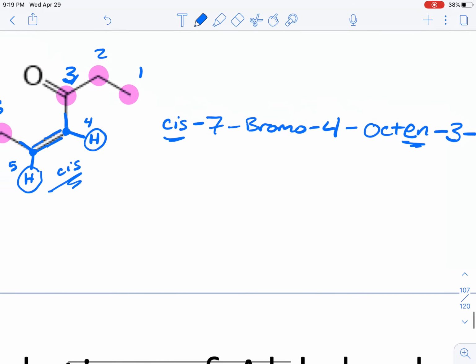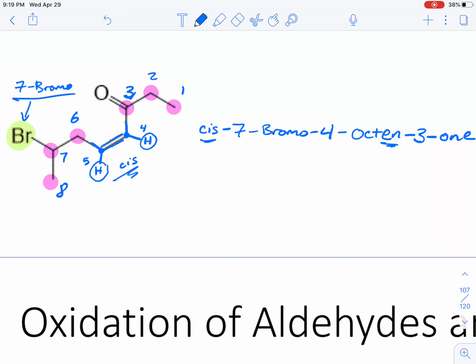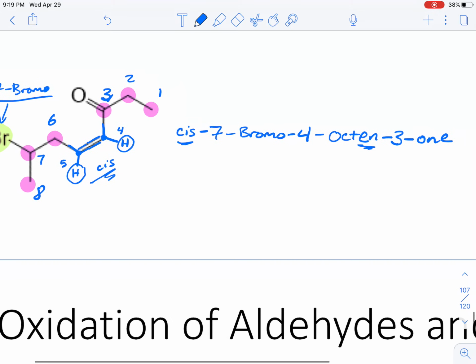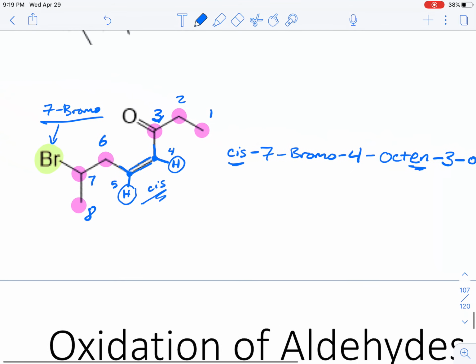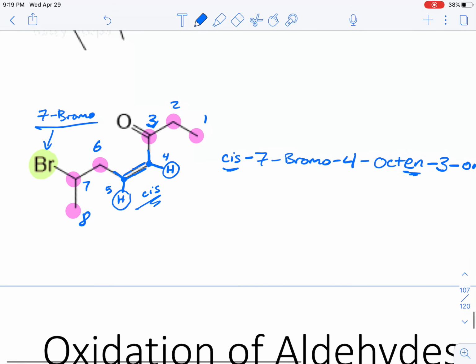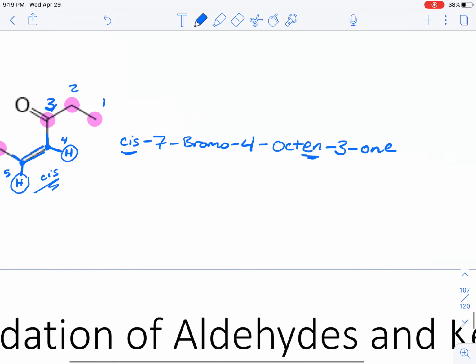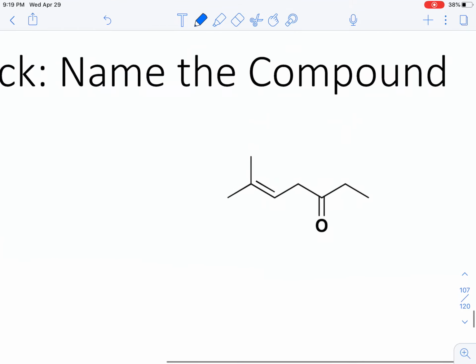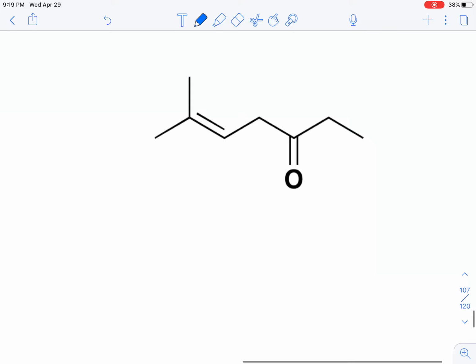And so my final answer here is going to be cis-7-bromo-4-octen-3-one. Okay, and that would be my final answer. All right, so let's go ahead and look at the next compound here.